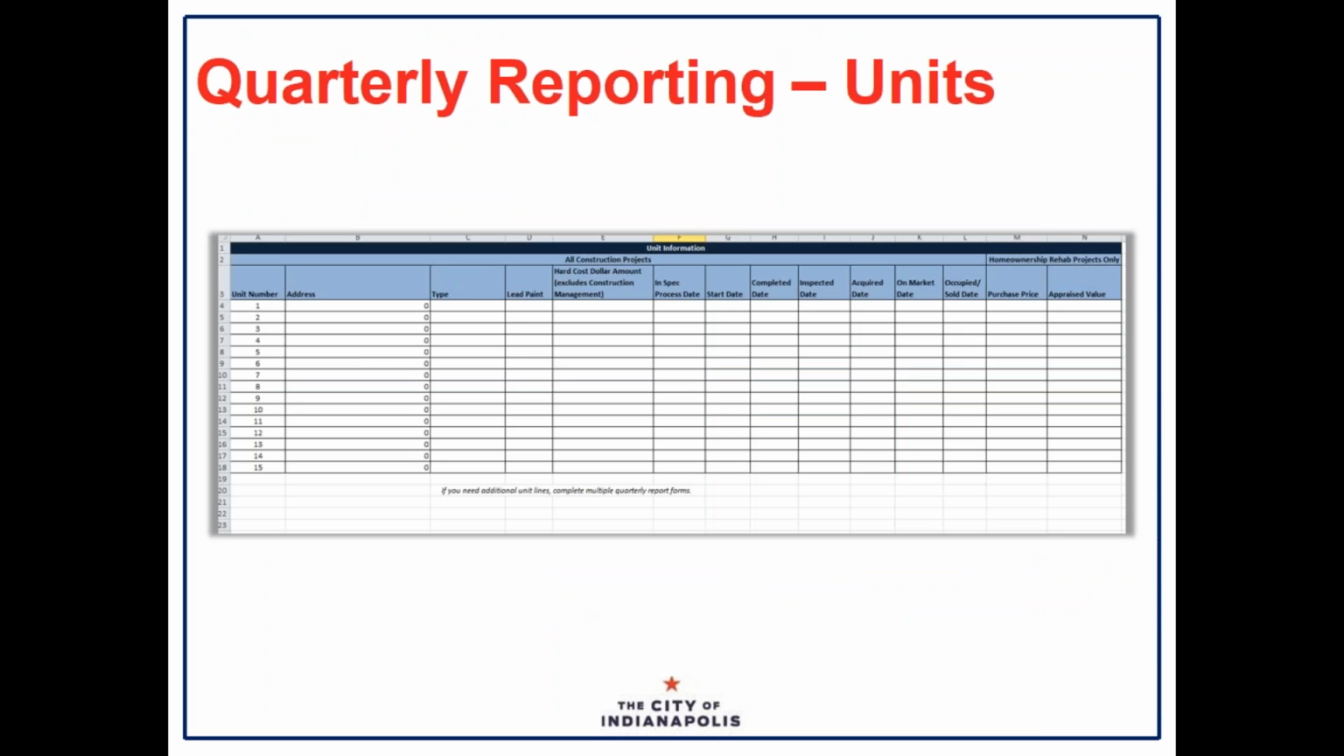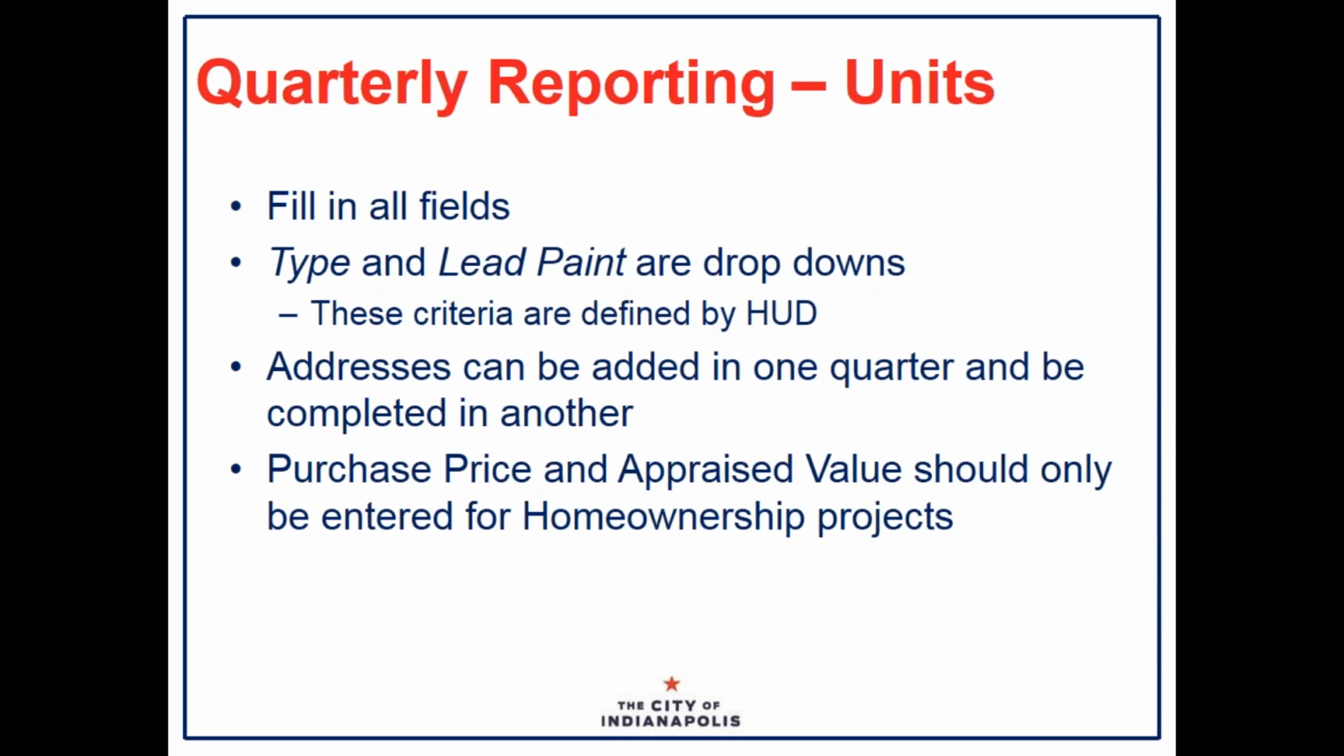And this is the unit information sheet. Again, fill in all fields. The type and lead paint columns have drop downs. Again, this is criteria defined by HUD, so we have to use the same language. The addresses can be added in one quarter and be completed in another. And purchase price and appraised value should only be entered for home ownership projects.